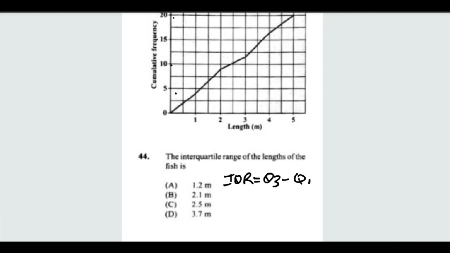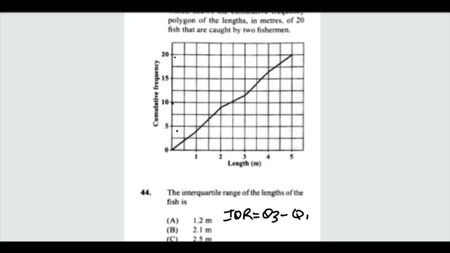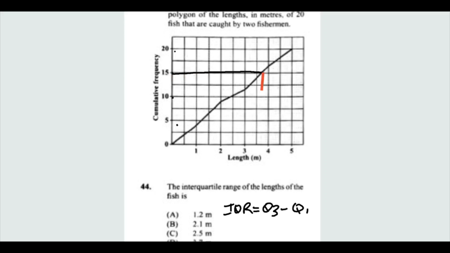Alright, so it's 15, but it's not 15 subtract Q1, and Q1 all depends on the graph. We have to find the part of the graph where 15 is, on the cumulative axis, and draw a line straight across, and then draw a line straight down from there, and that will give you about 3.5, 3.8.